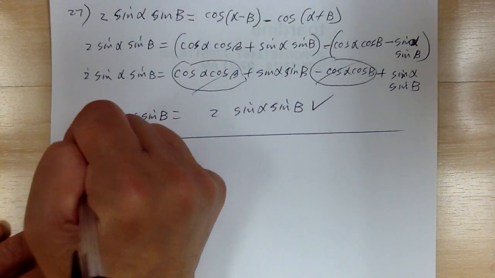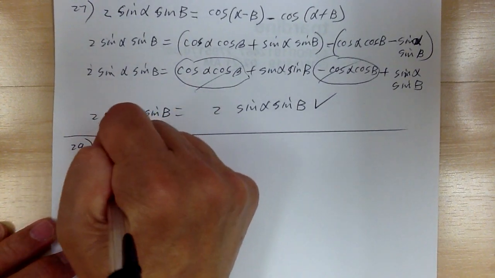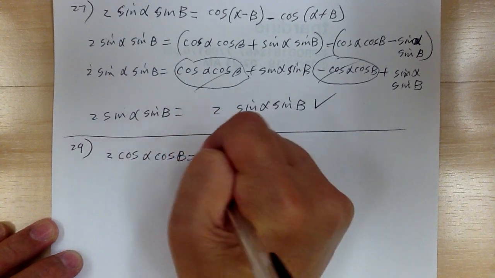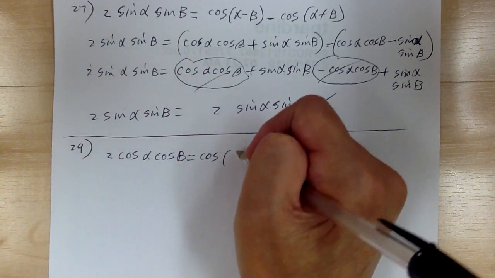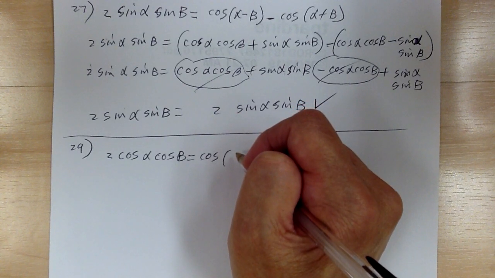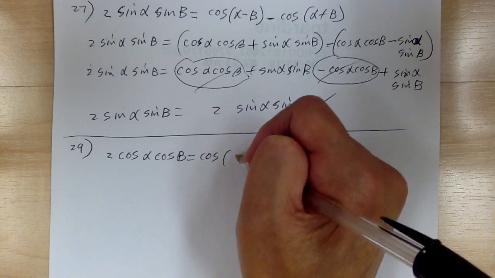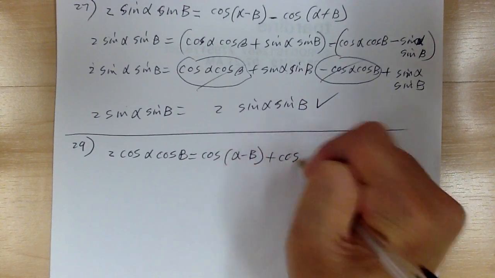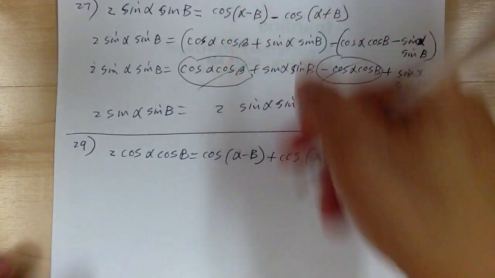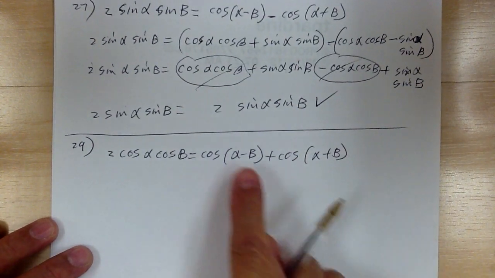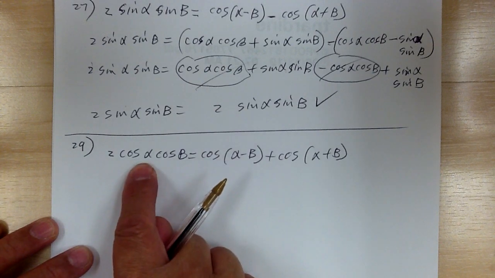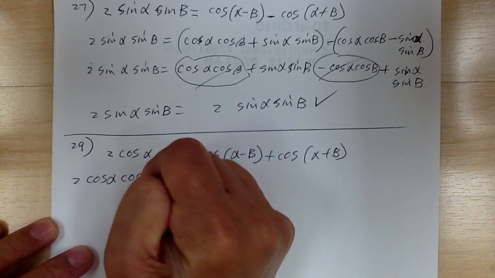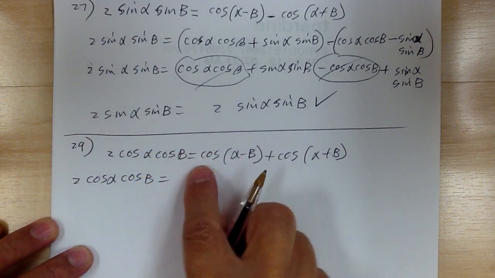Okay, let's go to number 29. You have 2 cosine alpha cosine beta equal to cosine alpha minus beta plus cosine alpha plus beta. They all look very similar. So again, this is more complicated than these, so you want to keep this side the same and you want to modify these.